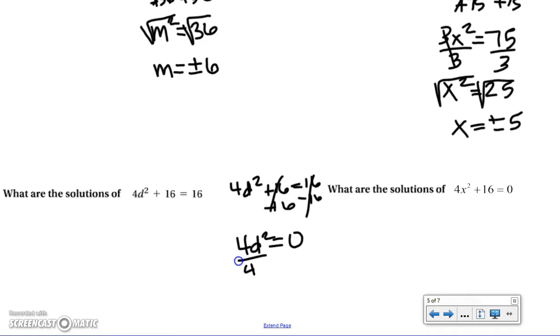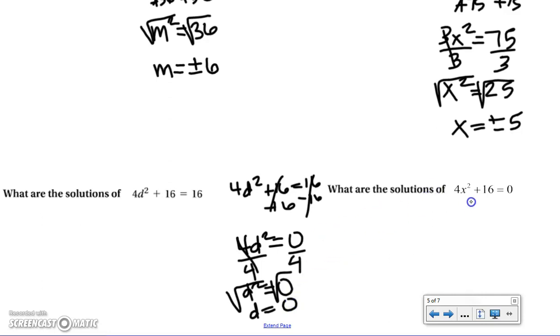So I can divide by 4, which 0 divided by 4 is 0. Now when you think about square rooting 0, 0 does not have plus or minus, so this actually would be d equals 0. If you think about the graphs that we just did, this means that it has one solution right on your vertex of 0, 0. D is 0. Okay, one solution here, it's just 0.